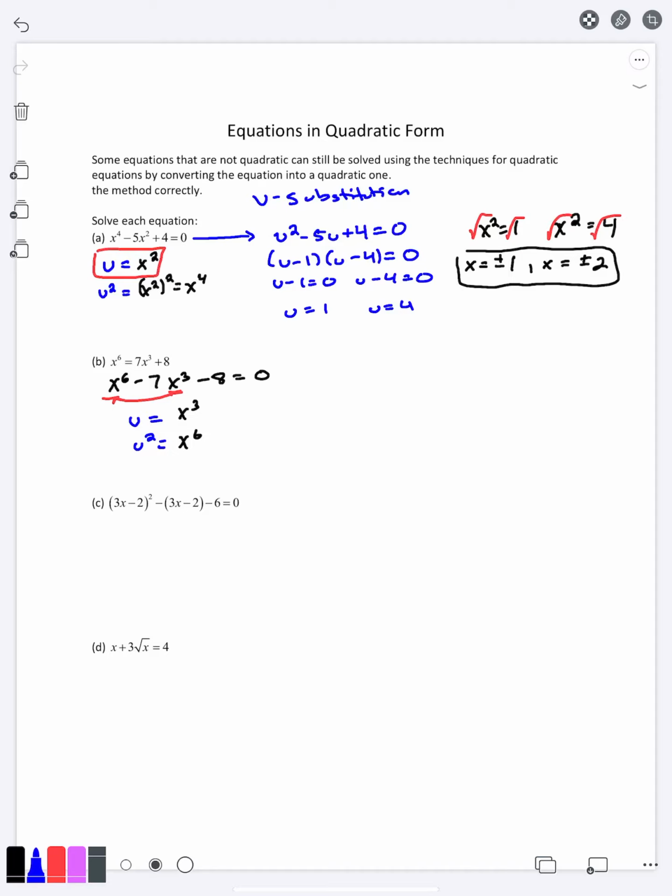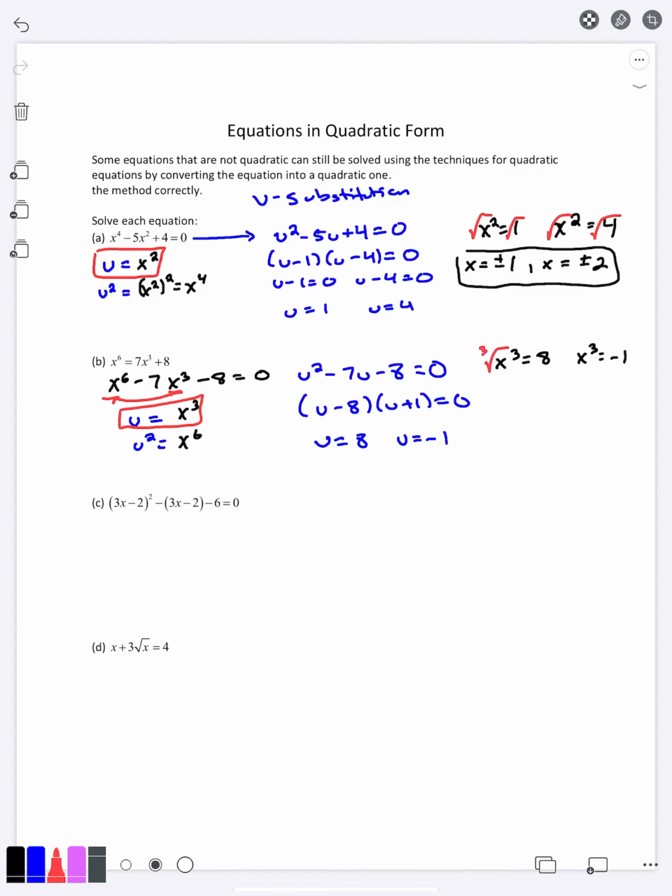So my equation would be u squared minus 7u minus 8 equal to 0. I can then factor that, u minus 8, u plus 1. I get two values for u, positive 8 and negative 1. Then I go back to what x was. Well, u is in fact x cubed. So I'd have x cubed is 8 and x cubed is negative 1.